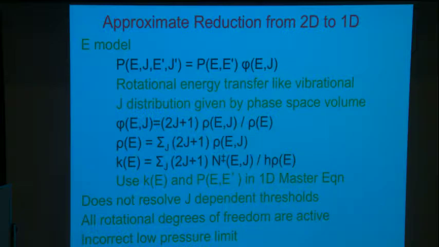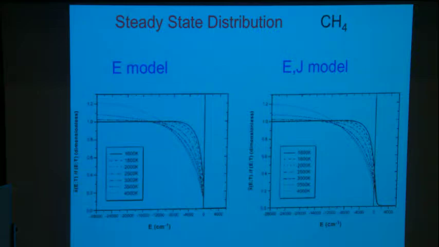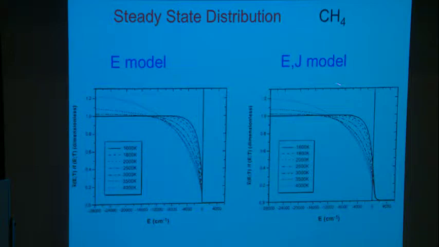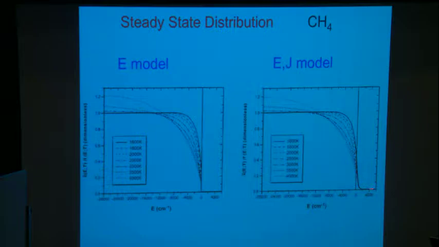I think we're running behind, so I don't want to spend too much time on this. But you see some differences here between just doing an energy model, where you don't pay any attention at all to J and just integrate over J all the time, and then trying to do what I just described, where we say you have a strong collider in J. And what happens is your distributions change right near the dissociation threshold, which is precisely the important region.